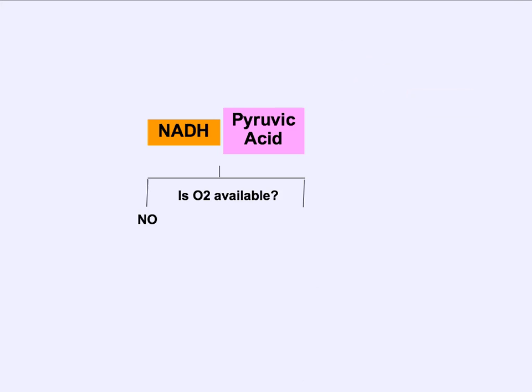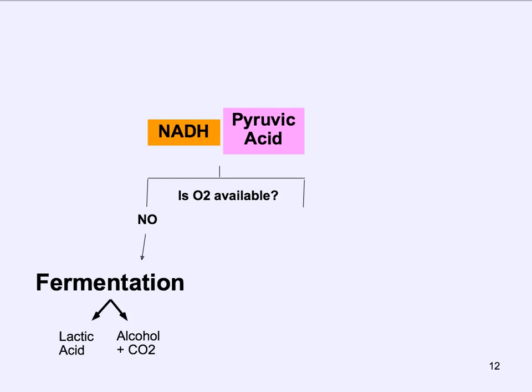But what happens to these products if oxygen is not available? Then the cell will follow the fermentation pathway. Now, depending on the type of cell we're talking about, this could be one of two different versions of fermentation. And the result is either lactic acid or alcohol. If alcohol is produced, carbon dioxide, CO2, is also produced. But these are really just waste products for the cell.